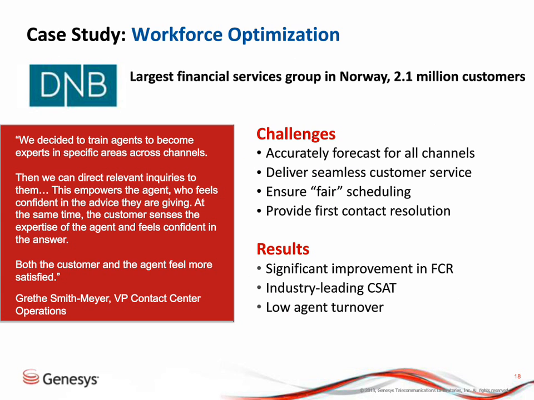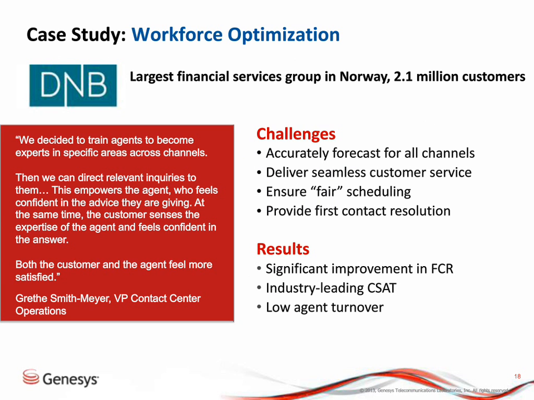So what DNB did was to take a step back and look at KPIs for agent performance. In the past, they had looked at the number of calls that an agent took in an hour, essentially average talk time. Today, what they look at is how many calls were resolved the first time. So they saw a significant improvement in FCR, first contact resolution, with the changes that they made.